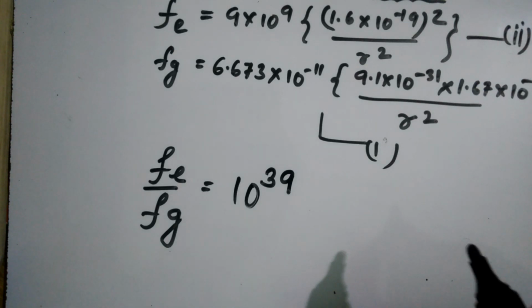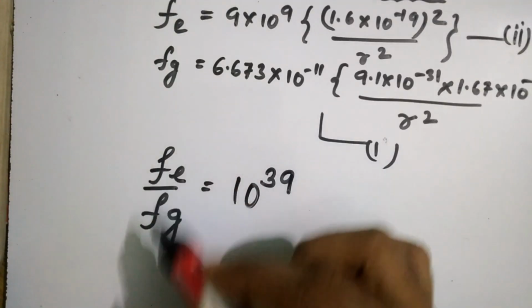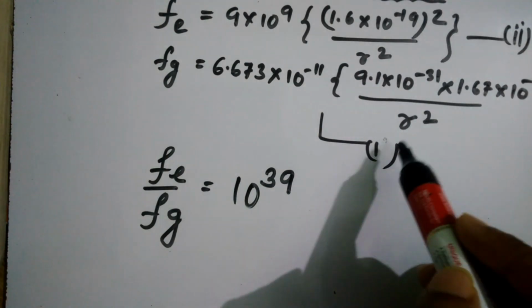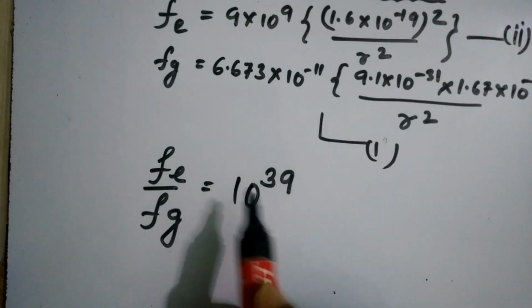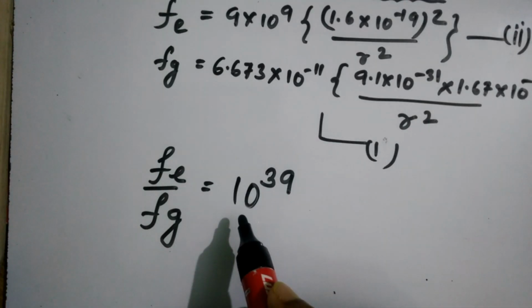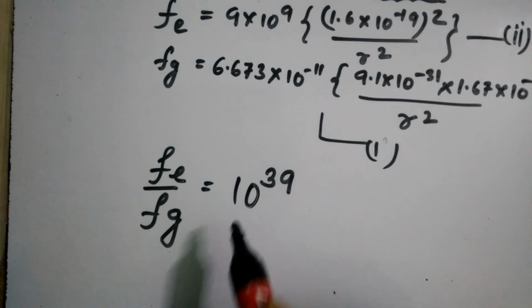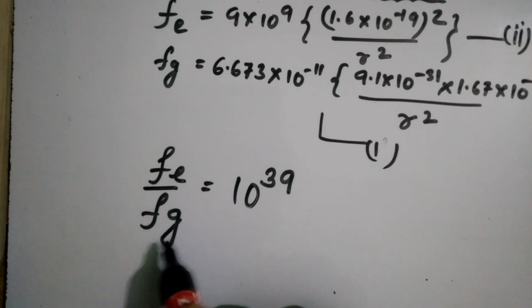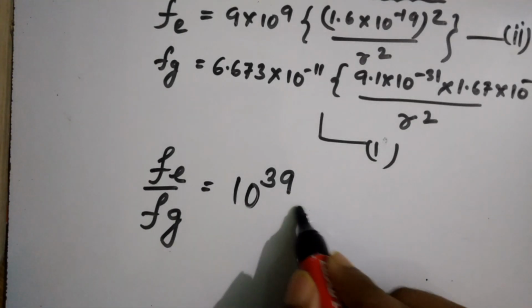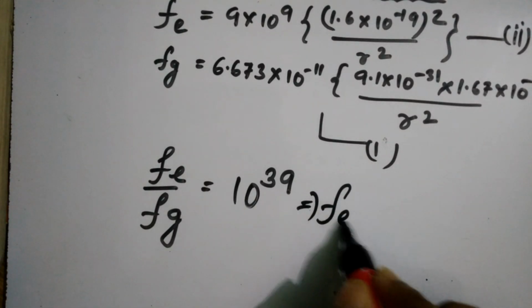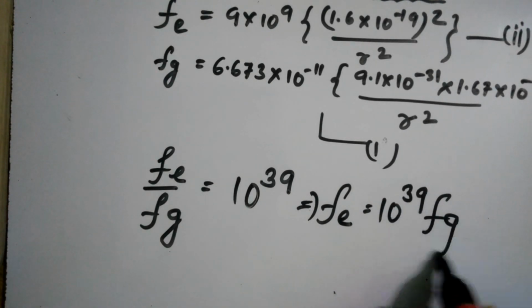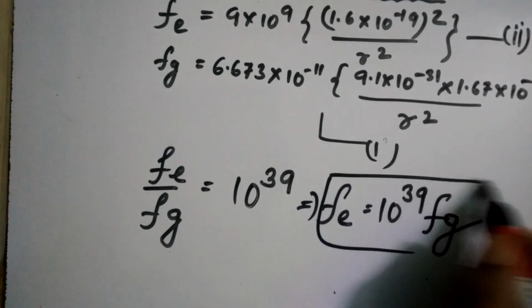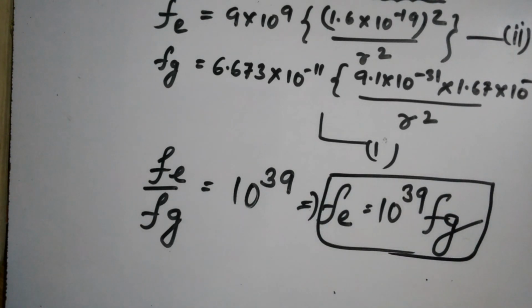Whenever I divide Fe by Fg, r square and r square cancel out, and the other value gives 10 to the power 39. So Fe divided by Fg is equal to 10 to the power 39. So now Fe is equal to 10 to the power 39 Fg.